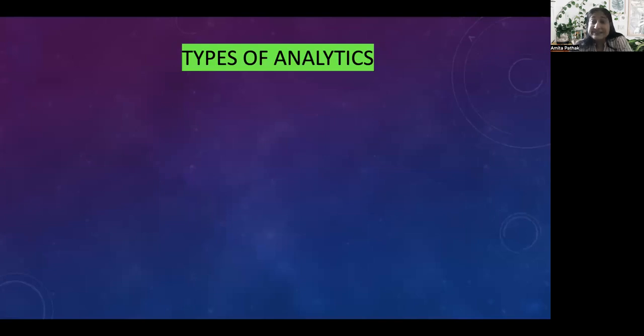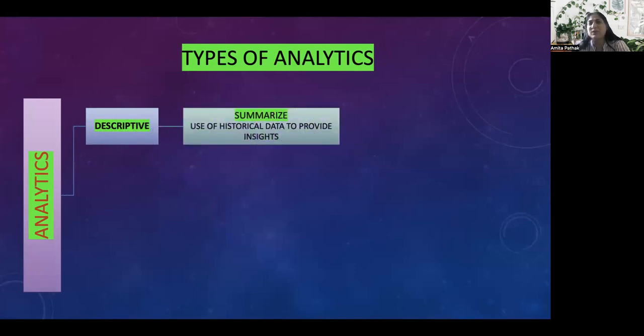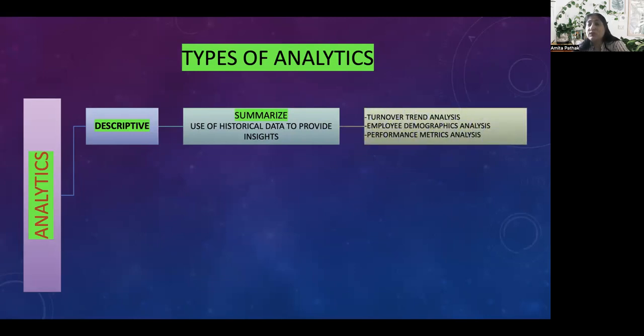Dear friends, let us understand the next thing, which is types of analytics. What are the different types? We have 4 types of analytics. Descriptive, as the name suggests, describes things. What we do here is use historical data to provide insights. Like I want to understand the attrition pattern of my organization for the past 6 years. So I took data of the last 6 years, made certain descriptive analysis and showed insights. So using historical data to find out certain descriptions, that is descriptive analysis. Like turnover trend analysis, employee demography wise analysis, performance metrics analysis.